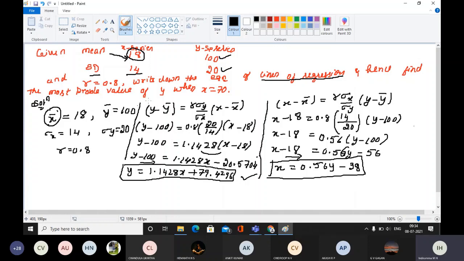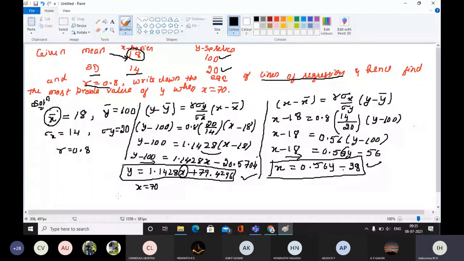In the question, what are they given? They are given the means of the x series and y series, the standard deviations of the x series and y series, and also r. So we have to write down the lines of regression, and we found them. Next, find the most probable value of y when x is 70. If they give x, we use the first regression line to find y. If they give y, to find x, we use the second regression line. Since they are given x as 70, use the first line of regression to find y.